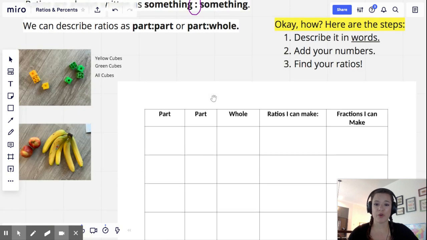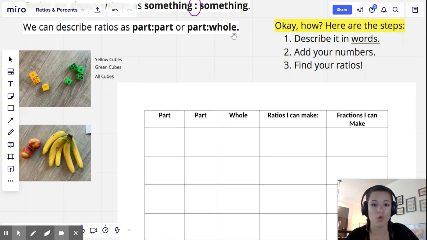We can describe ratios as part to part or part to whole when you're looking at a set of numbers or things. Here's how you wrap your head around this. First, you describe it in words. Then you figure out what number you have of each thing. And then it's really easy to find your ratios. So I want you to pause the video right now and just write down these steps.